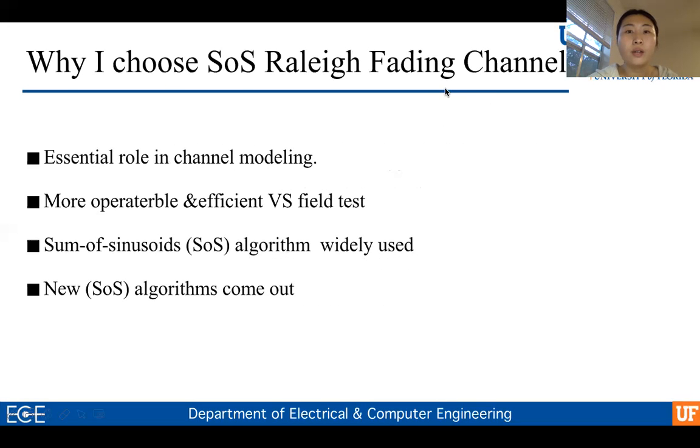So, why did I choose the Rayleigh fading channel? Because it's really essential in channel modeling, and it is more operable and more efficient than a field test. At the same time, the economic cost can be greatly reduced. And the sum-of-sinusoids algorithm has been widely used, and a lot of novel ideas have come out based on the SOS algorithms.